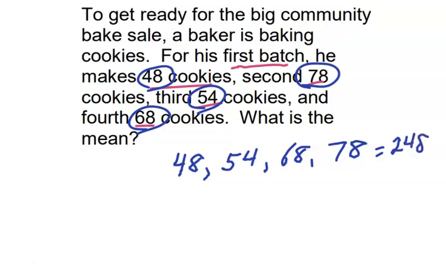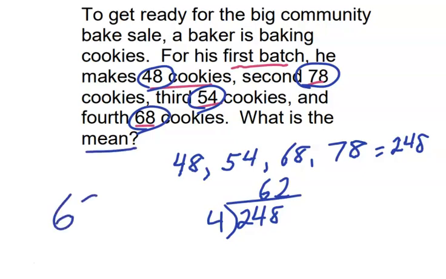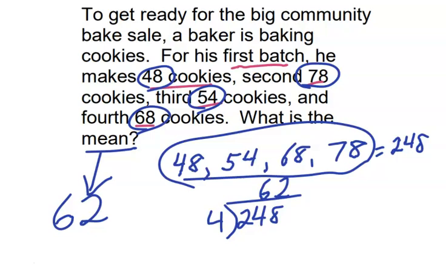So at this point, we're going to take 248 divided by 4. So 248 divided by 4 is 62. Okay, so what is the mean? The mean for this is 62. Okay, we add them all up, divide by the 4 numbers in the data set. There's your answer.